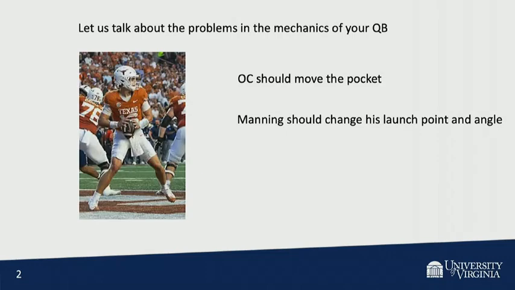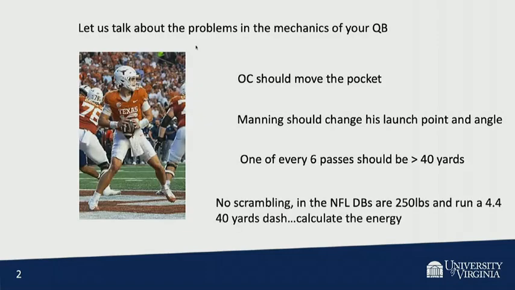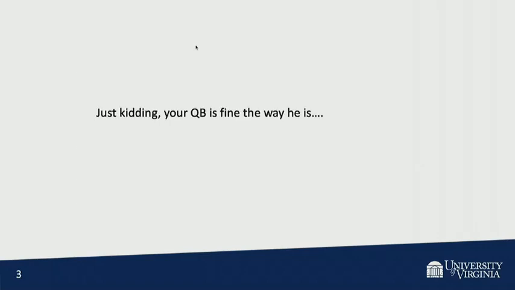Manning should change his launch point and angle. Launch point is everything. Big defensive linemen know how to jump. Old days are gone. They can jump and they can bat the ball down or even deflect the ball. One out of every 6 passes should be greater than 40 yards. If you don't take a gamble, forget it. In baseball, every person tries to hit a home run. Come on, you got to throw 40-yard passes. And then lastly, don't scramble. In the NFL, DBs are 250 pounds, they run 4.4. Half m v squared. You know how much kinetic energy that is. Actually, I'm just kidding. The quarterback is fine.